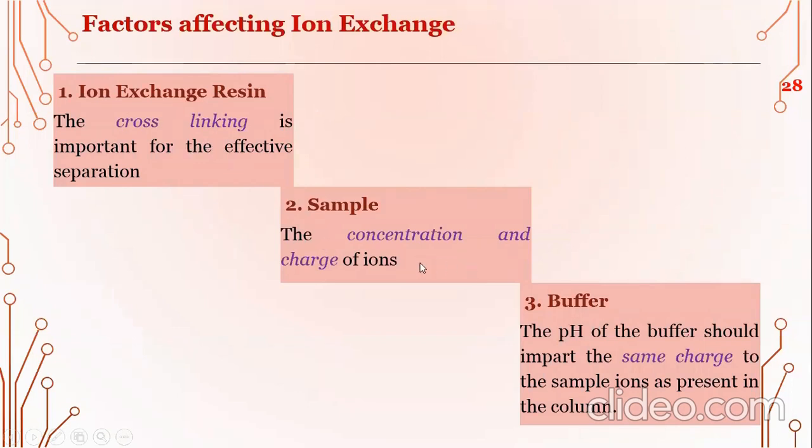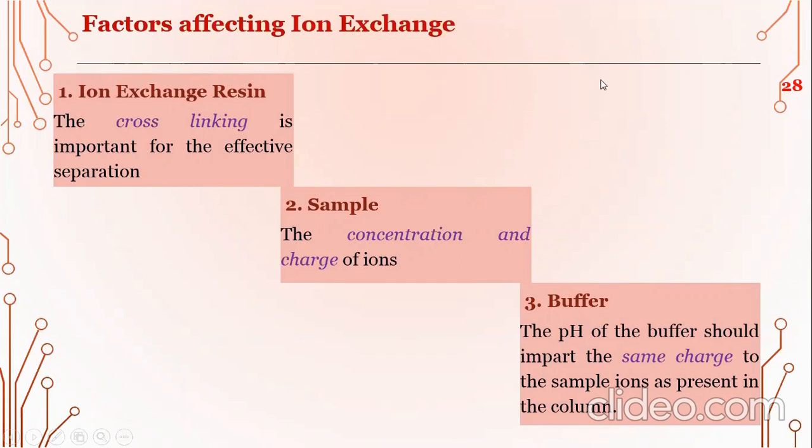In the sample, the concentration and charge of the ions is important, meaning which charge and how much is the concentration of those ions. For the sample, this is important. For ion exchange resins, cross-linking is important. And for the buffer, the pH of the buffer should impart the same charge, meaning the buffer should not be such that it changes the charge. So that should impart the same charge to the sample ions as is present in the column.